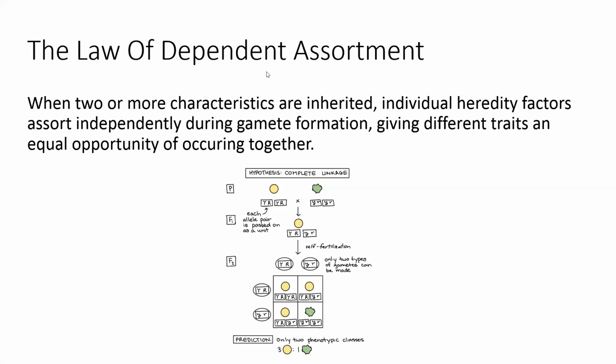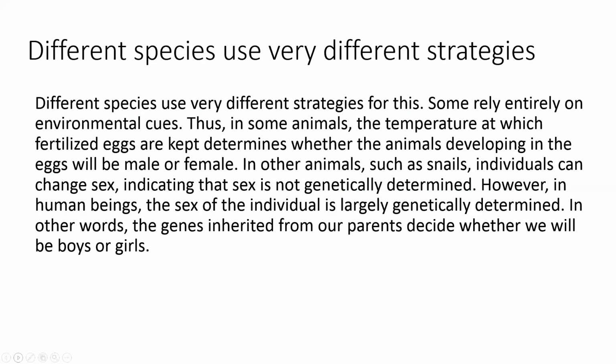Okay, so the law of independent assortment. When two or more characters are inherited, individual hereditary factors assort during gamete formation, giving different traits an equal opportunity of occurring together. So this is the same thing. Okay, before this, there is another thing.